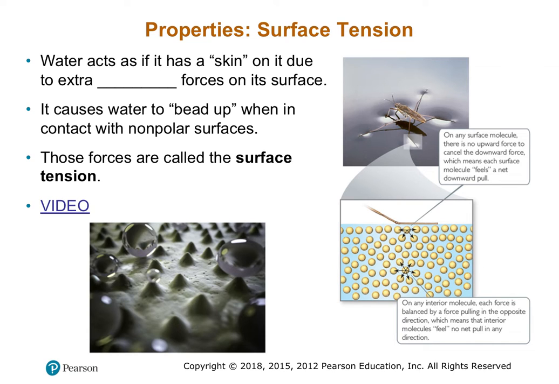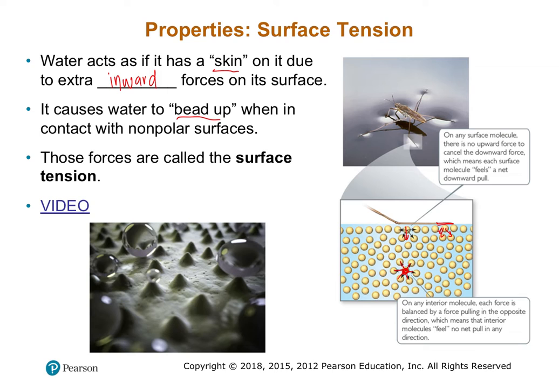Next property that we're going to talk about is surface tension. So it is the force that is felt on the surface. So water has a really high surface tension, so basically it's almost as if there's like a skin layer, and that's due to extra inward forces on the surface. So when we have a molecule inside, there are forces acting on every surrounding molecule. When we have a surface molecule, the forces are felt on the surrounding molecules, but there's nothing to counteract on the surface. And so because of that, there's extra force being pulled downward, and so that molecule feels that downward pull. This is what causes water to bead up when it contacts a nonpolar surface.